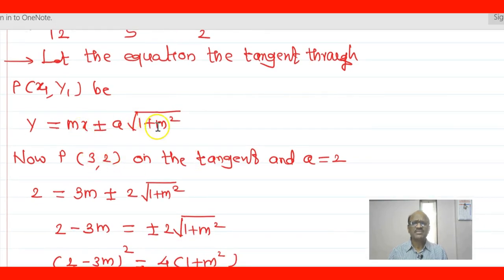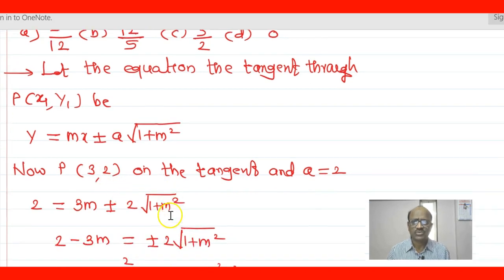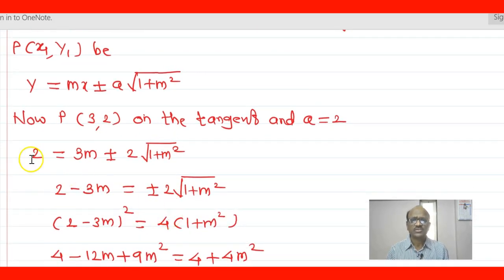Now this point 3, 2 lies on this tangent, on this line. It satisfies the equation of the tangent, the equation of that line. Therefore here a is equal to 2. Substitute the value of x is equal to 3, y is equal to 2, then you will get 2 is equal to 3m plus or minus 2 under root of 1 plus m square. Now again this can be written as 2 minus 3m is equal to plus or minus 2 under root of 1 plus m square.